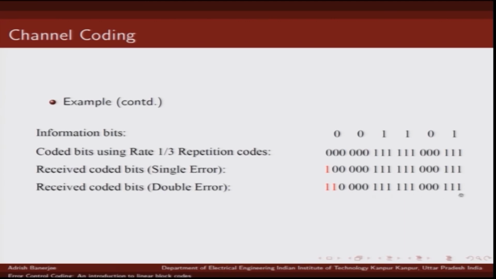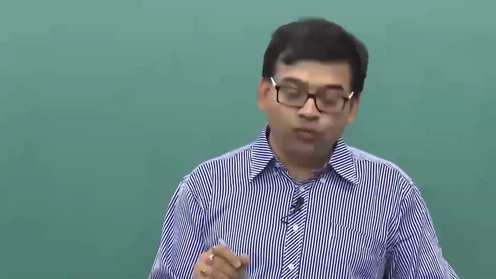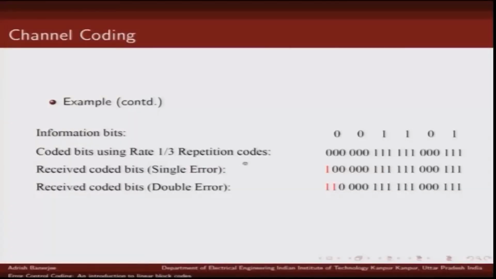Okay. Now, can we detect a double error? We again look at 3 bits at a time. The first 3 bits are 1 1 0. Now, we can see that there is an error. Why? Because either this should have been 0 0 0 or 1 1 1, but we received 1 1 0. So, using the rate 1/3 repetition code, we are able to detect double errors as well, which we were not able to detect using the rate 1/2 repetition code.